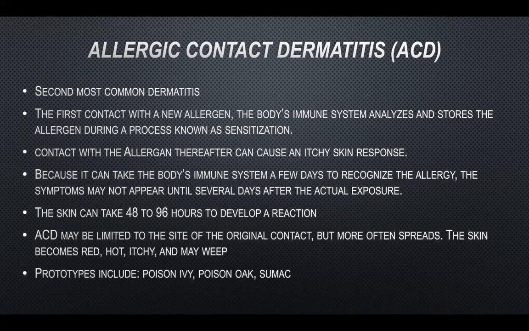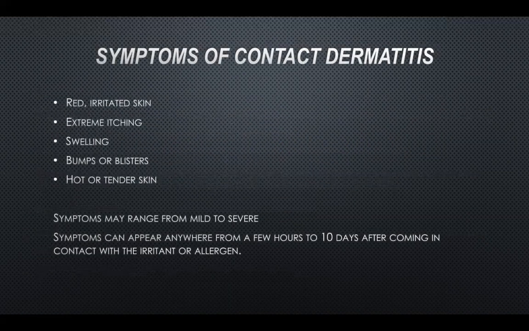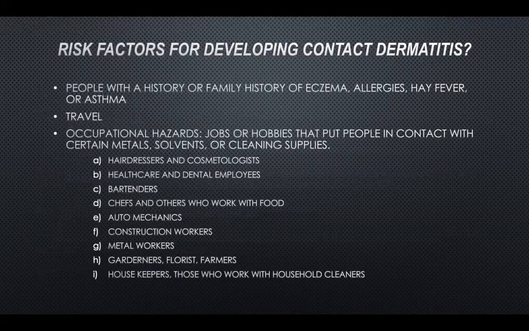ACD may be limited to the site, but it more often spreads and the skin becomes red, hot, itchy, and may weep. Prototypes are poison ivy, poison oak, and sumac. Symptoms of contact dermatitis are red, irritated skin, extreme itching, swelling, bumps or blisters, hot or tender skin. Symptoms may range from mild to severe and may appear anywhere from a few hours to 10 days after coming in contact with the irritant or allergen.